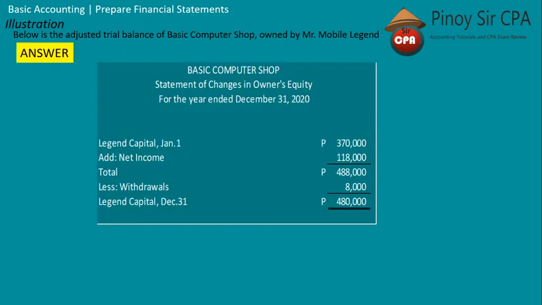Okay. The correct answer is 480,000. Okay? How did you get that, sir? So meron kang pre-trial balance, no? Legend capital na 370,000. Assuming that is the beginning balance. Okay? Then we have net income, 118,000. Okay, paano mo nakuha yun, sir?